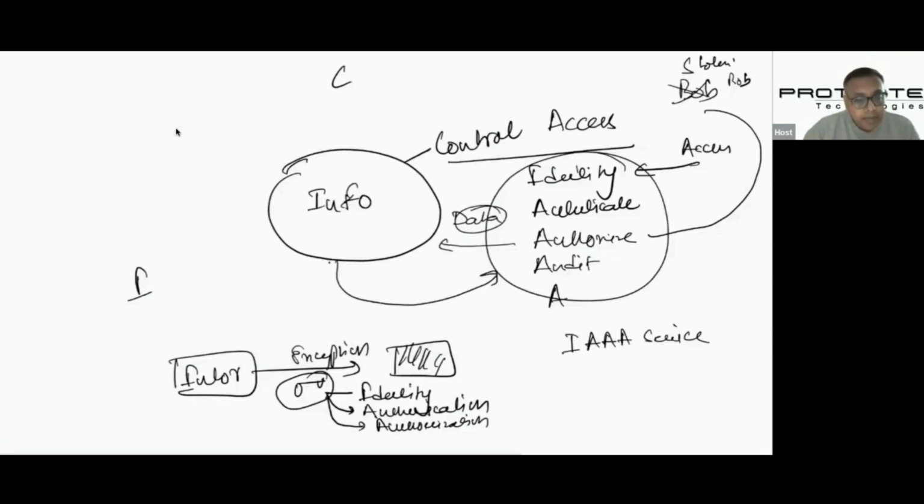Now, IAAA services become the core of all systems today. You want to access your laptop, you need to put in a username and password. You want to access your corporate network, you need a username and password or some kind of identity metric. You provide that and then only is access granted to you. So that is called the IAAA, or I quadruple A, services.